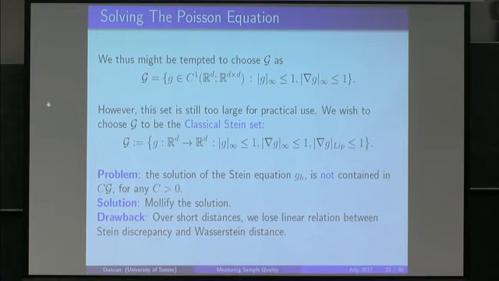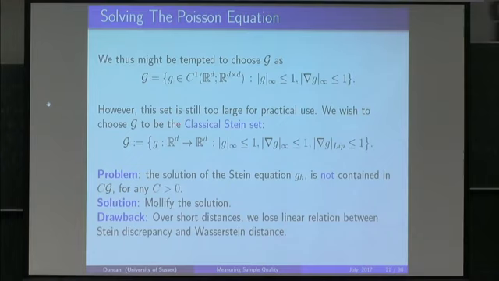In particular, it's a bit too large. And what will happen is we would get cases where the Stein discrepancy doesn't go to 0 for a sequence of measures, but the Wasserstein distance will, right? And we don't want that. We want the Wasserstein distance and the Stein discrepancy to be equivalent in some sense. So one will go to 0 if and only if the other goes to 0. And so because of that problem, we instead choose the classical Stein set here, which is a little bit smaller.